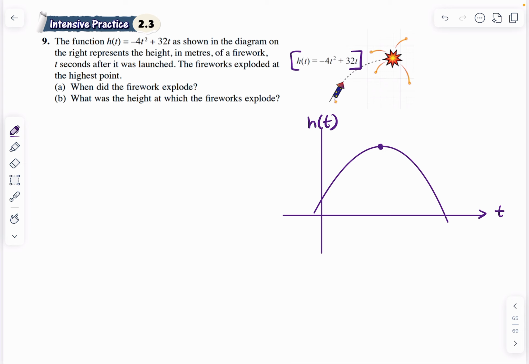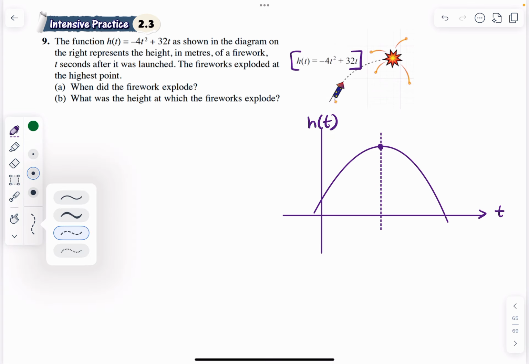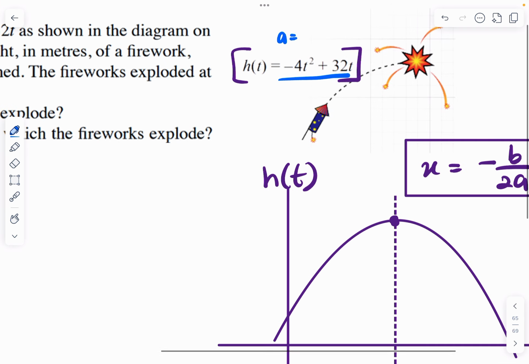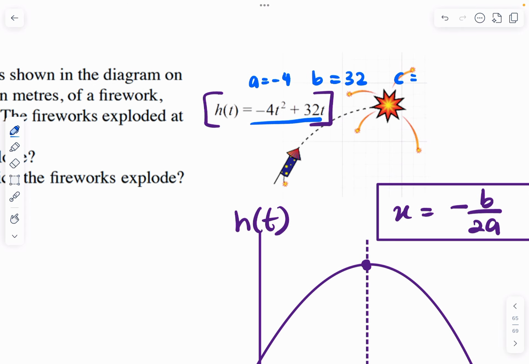So here, this will be the axis of symmetry, right here. So the axis of symmetry can be found by using this formula. x equals negative b over 2a. This is the equation of the axis of symmetry. Okay, so let's try to figure out what a, b, and c are. This is our equation. From here, a is negative 4, b is 32, and there is no c, therefore c is 0 lah.